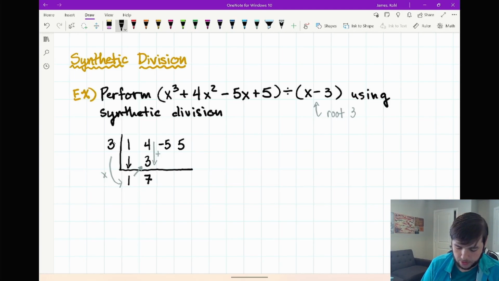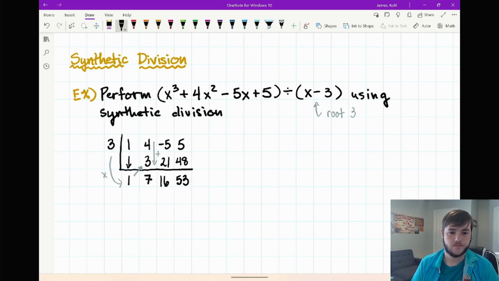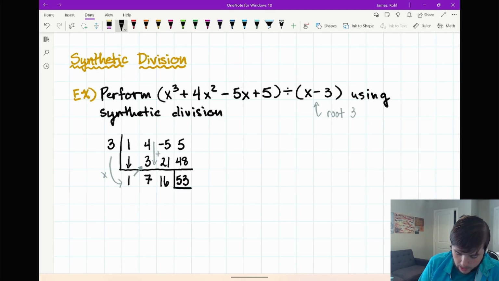Now I'm going to do 3 times 7 is 21, and that goes here. I add down to get 16. 3 times 16 is 48. That goes here. Add down to get 53. And I like to add a little box around the 53.